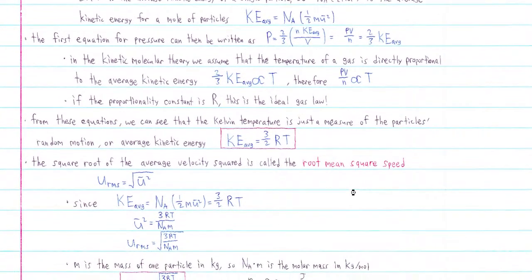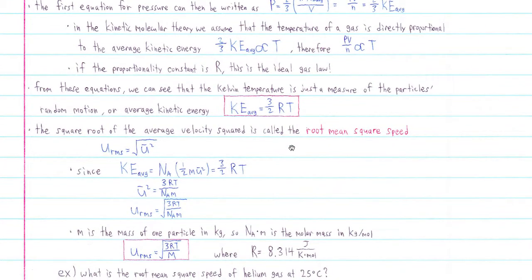So also from these equations, we can see that the Kelvin temperature is just a measure of the particle's average kinetic energy, or their random motion. Because, see, if we take the constant of proportionality here as the universal gas constant, then we can write the average kinetic energy of the particles is equal to 3/2 RT.